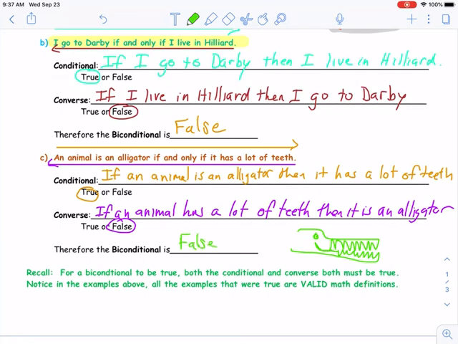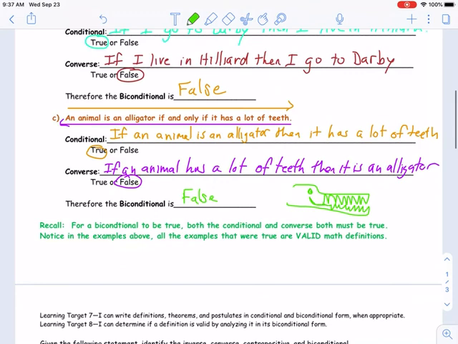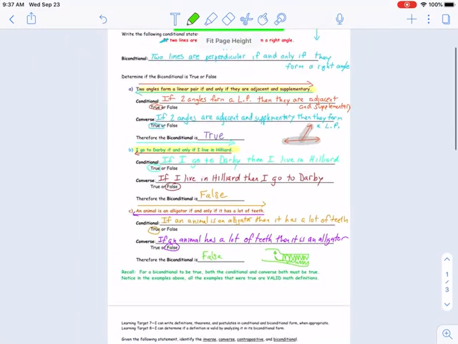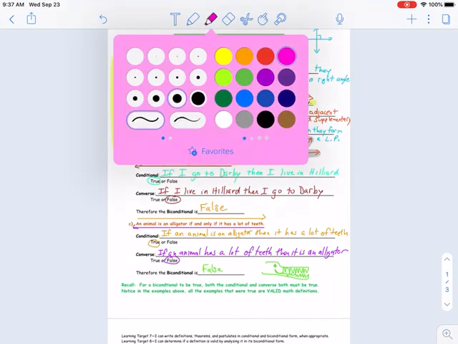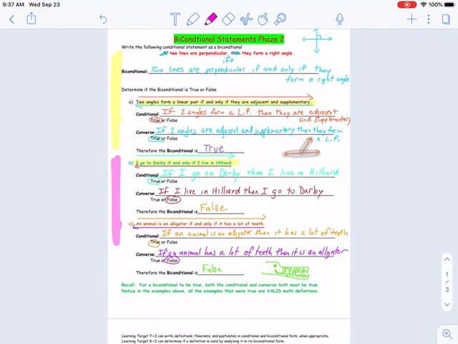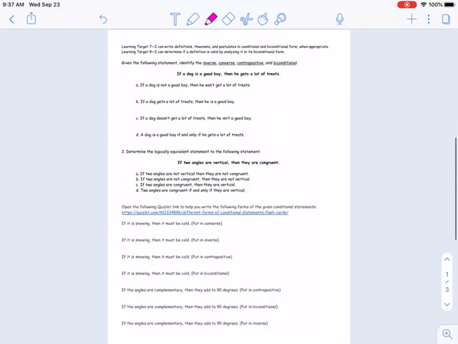So recall, for a biconditional to be true, the conditional and converse both must be true. Notice in the examples above, all the examples were true and valid math definitions. These were true, valid math definitions. All right, those are really good stuff for math. This stuff was just fun examples about Hilliard and alligators. All right, stay tuned for more.